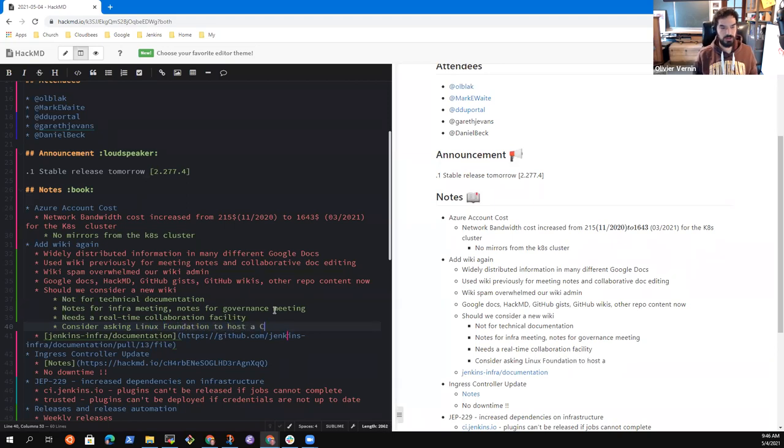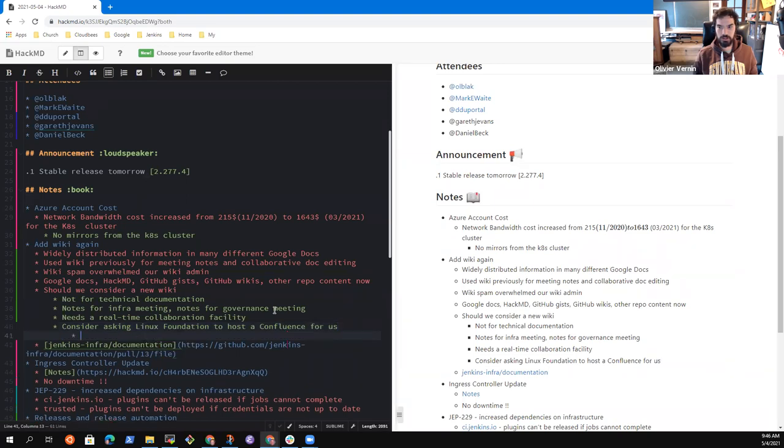If the plan is to use Confluence again, I would just look with them if we can move the data from the current wiki to that new wiki. I don't know if the others have any opinion about using Confluence again for the meeting notes.